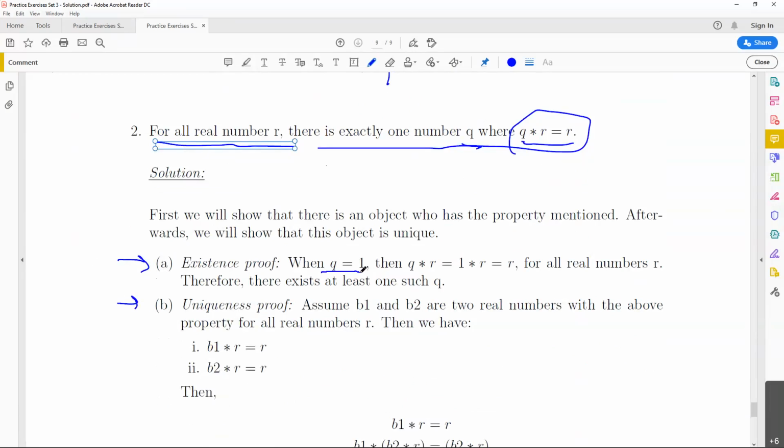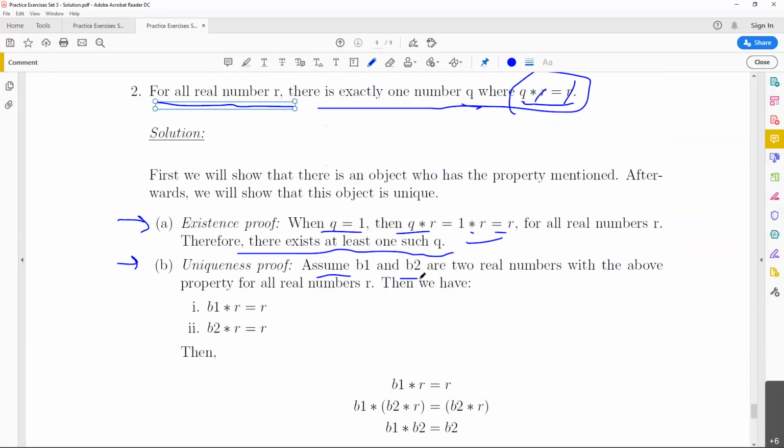Well, if q is one, if you cross 1 and r, you get one times r, which is r. So you get that the formula is true. For any real number, if you multiply it by one, it's going to stay itself. So we have at least one element, one q, that makes this true. Now we want to prove that there is no other.